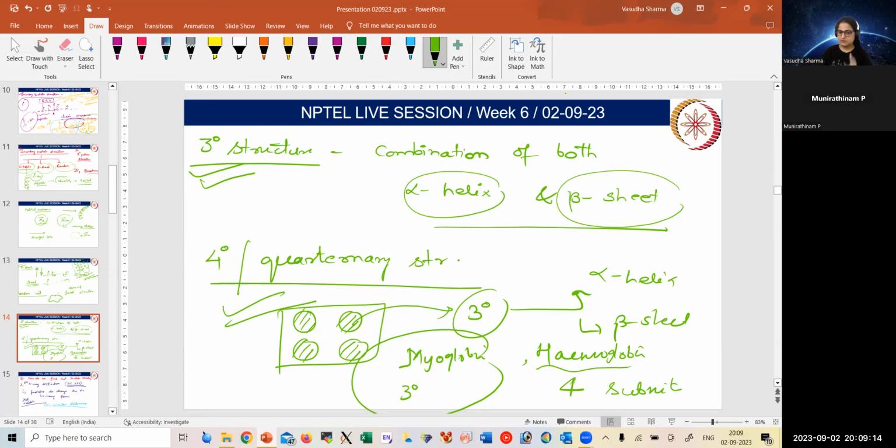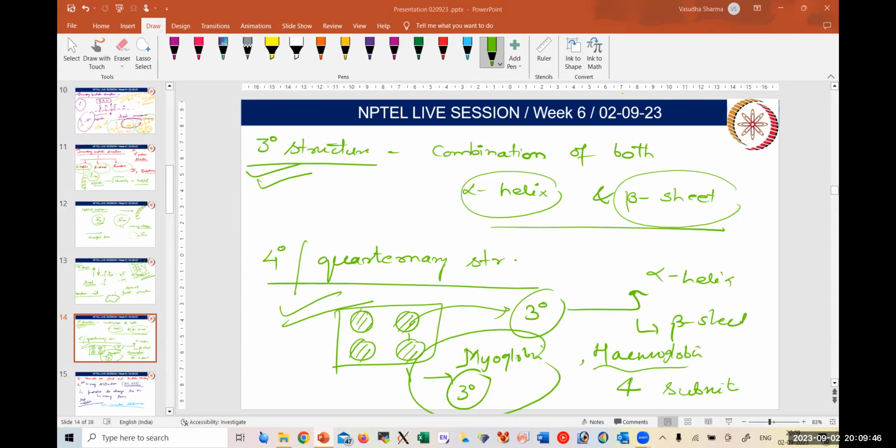Ma'am, the quaternary structure also contains both the alpha helix and the beta sheets. But see, it is the example for myoglobin and hemoglobin. Myoglobin has one unit, which is having only a 3-degree structure, and hemoglobin is having 4 subunits. 3 degree, 1 unit, 1 subunit. Myoglobin, you can understand.